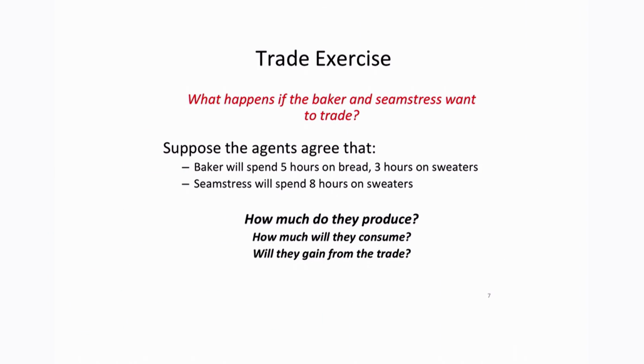So now, what if they decide to trade? Let's say that the baker will spend 5 hours on making bread and 3 hours on sweaters, whereas the seamstress is going to spend all 8 hours on making sweaters. We want to know, how much will they produce, how much will they consume, and do they gain from this trade?